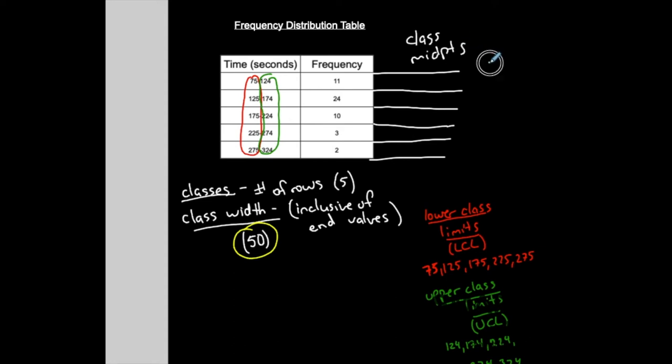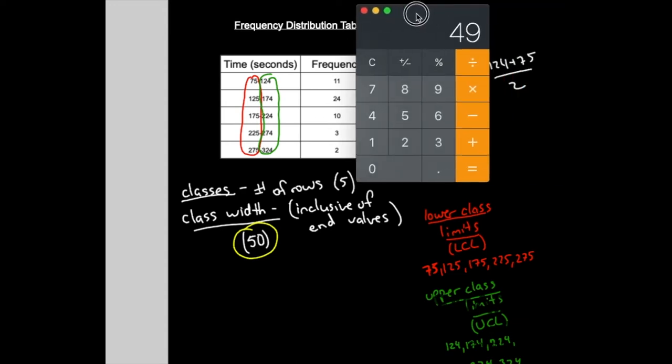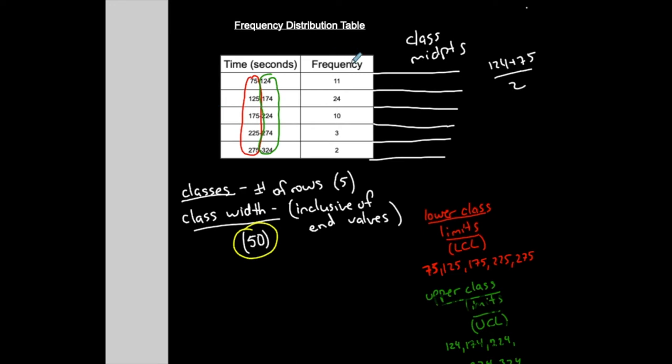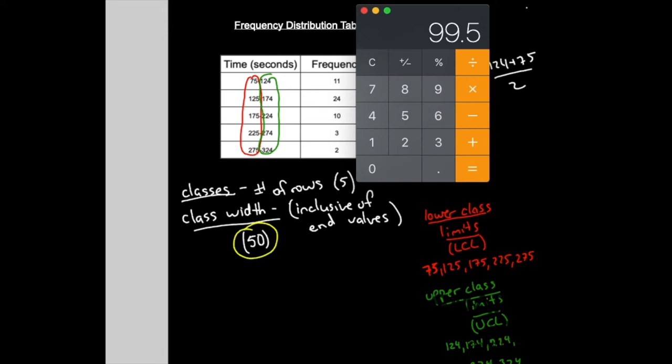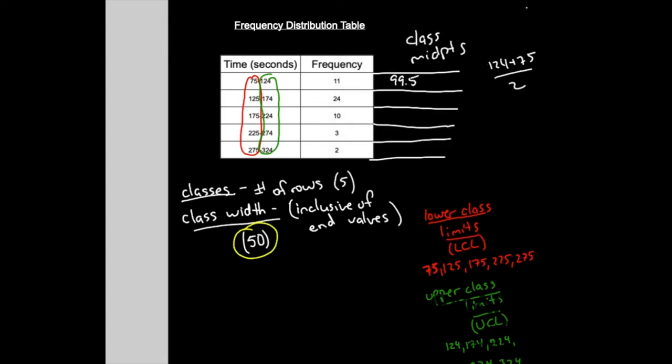So for the first class, let's say 124 plus 75 and divide by two. I'll show you my work on the calculator. 124 plus 75 divided by 2 gives me 99.5. 99.5 is the first class midpoint. Okay, so let's do the same thing for the second class. I'm going to take 174 and add to that 125 and divide by 2. My second class midpoint is 149.5.